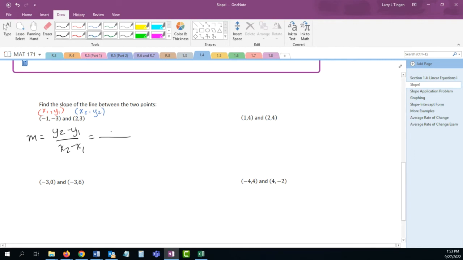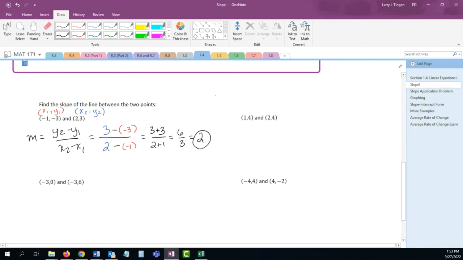So now my y2 is 3, my x2 is 2, it's subtract, and then my y1 is -3, and my x1 is -1. Okay? Why the parentheses? It's to make sure that the minuses don't just run together. 3 minus -3 is 3 plus 3, and the denominator 2 minus -1 is 2 plus 1. So I end up with 6 over 3, which is 2.